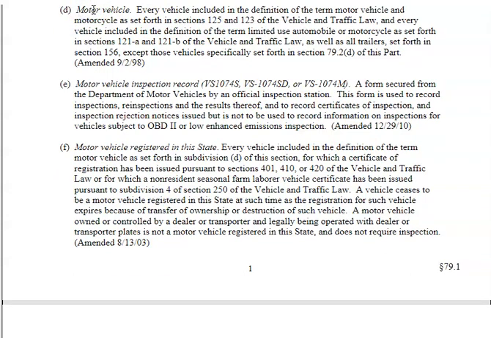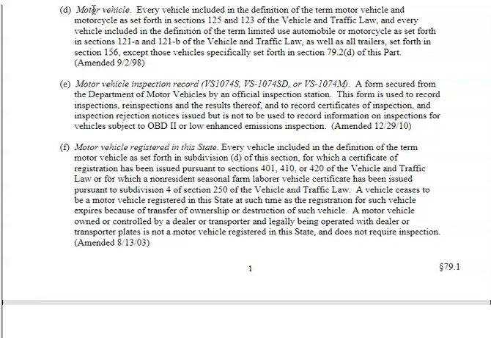And the definition of a motor vehicle is basically anything, including trailers, that needs to be registered. Okay, so when you hear motor vehicle, you might think car or truck. It actually goes beyond that. It could be a trailer, it could be a motorcycle.